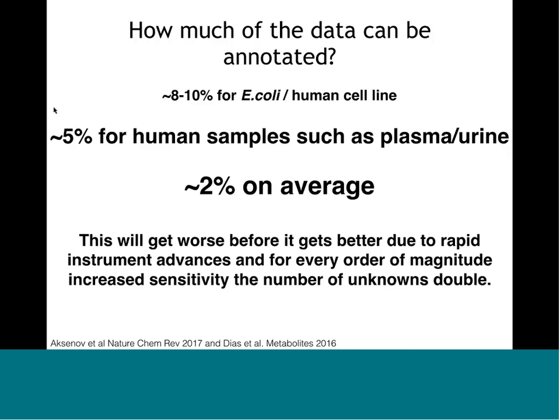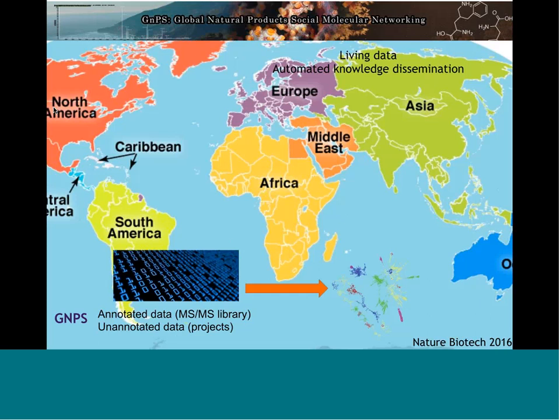And in many ways, these numbers are actually going to become worse before they become better. That's really because for every order of magnitude increase in sensitivity of instrumentation, the number of unknowns is going to double. And this is very similar to what the sequencing community went through. If you looked at a genome about a decade or 15 years ago, most of the open reading frames present in the genomes would be unannotated. But now a large proportion of the genes are annotated, and so in the sequencing community they're starting to decrease the number of unknown open reading frames. We'll get there in mass spectrometry as well, but I think these numbers are going to become worse before they become better.